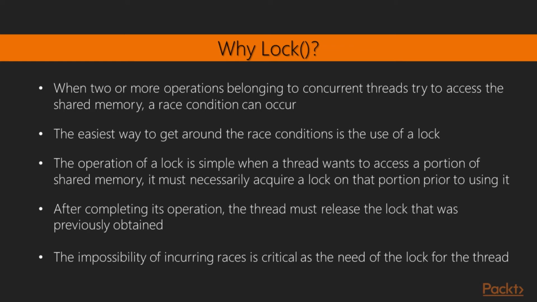When a thread wants to access a portion of shared memory, it must necessarily acquire a lock on that portion prior to using it. In addition to this, after completing its operation, the thread must release the lock that was previously obtained so that the portion of the shared memory is available for any other thread that wants to use it. In this way, race conditions become impossible, as the need of the lock for the thread requires that at a given instant, only a given thread can use this part of the shared memory. Despite its simplicity, the use of a lock works.